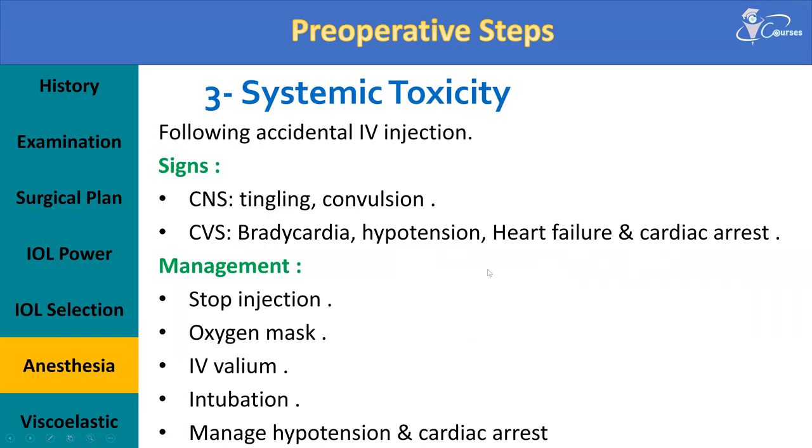Why does that happen? Because the anesthetic agent will reach the brainstem, causing anesthesia of the brainstem, which has its vasomotor center, cardiac center, and respiratory center. So this is a very serious complication.